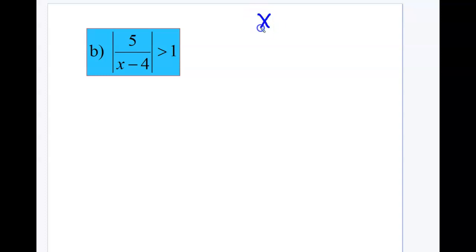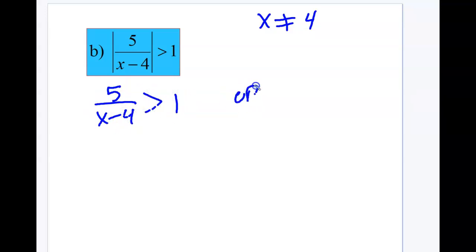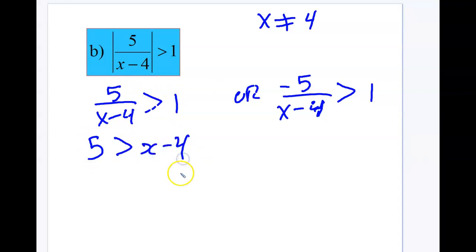First of all, we have to list the restriction that x cannot be 4, because 4 would make this undefined. Then I'm going to take the positive branch of the inequality, and I'm going to take the negative branch. When you take the negative branch, you either negate the numerator or the denominator of your fraction. Now, in this first inequality, I'm going to multiply both sides by x minus 4. I'm going to add 4 over, and I'm going to get x less than 9.